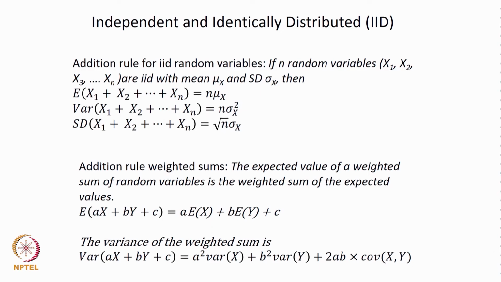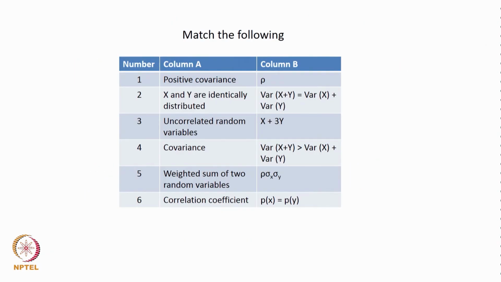Now the addition rule like we did before: E of (Ax plus By plus C) is A of Ex plus B of Ey plus C, variance is A square into variance of x plus B square into variance of y plus 2AB into covariance of x, y, the constant C goes. So we now have 6 items from 1 to 6. So we look at this.